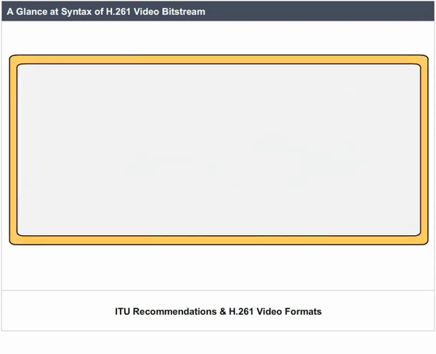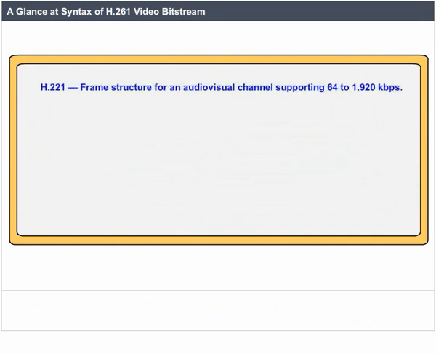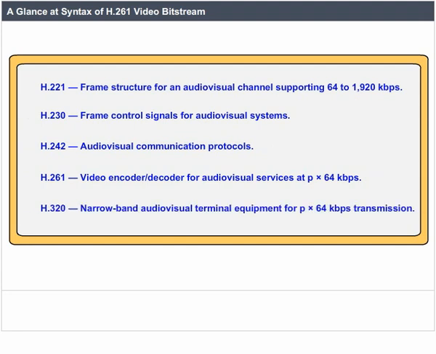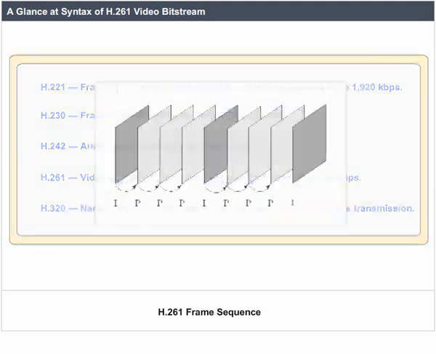ITU recommendations and H.261 video formats. H.261 belongs to the following set of ITU recommendations for visual telephony systems. H.221, frame structure for an audiovisual channel supporting 64 to 1920 kbps. H.230, frame control signals for audiovisual systems. H.242, audiovisual communication protocols. H.261, video encoder decoder for audiovisual services at P by 64 kbps. H.320, narrowband audiovisual terminal equipment for P by 64 kbps transmission.